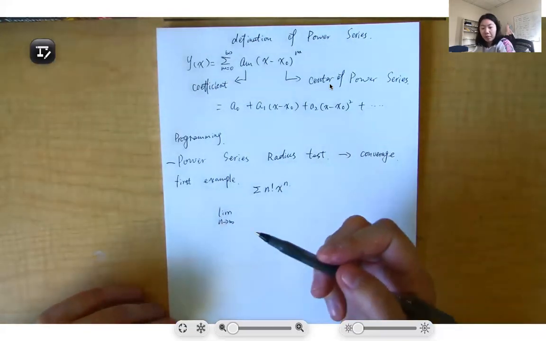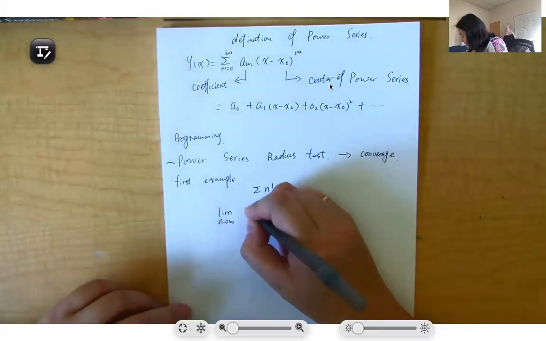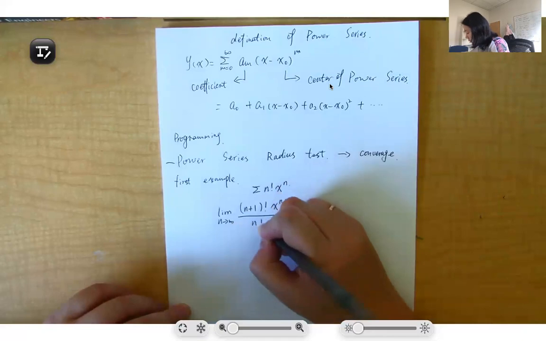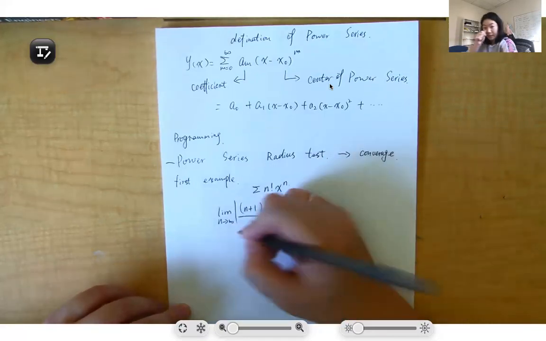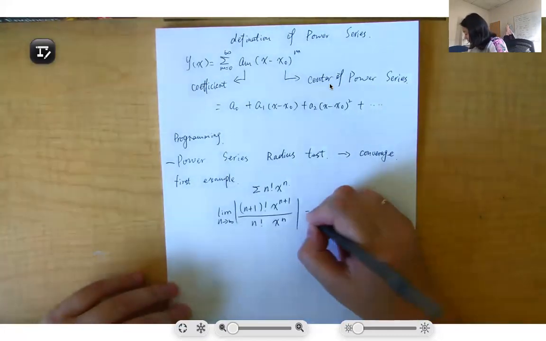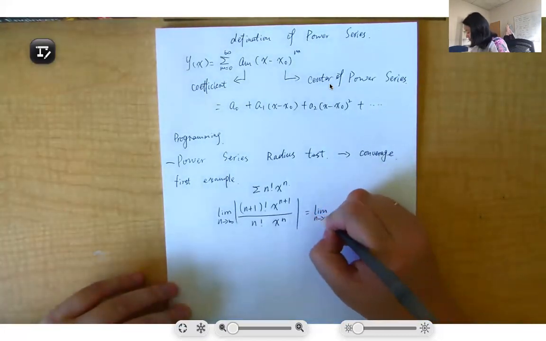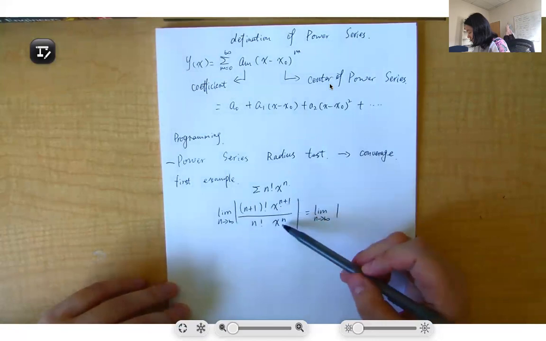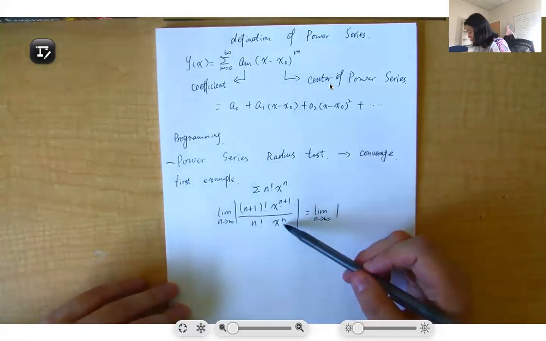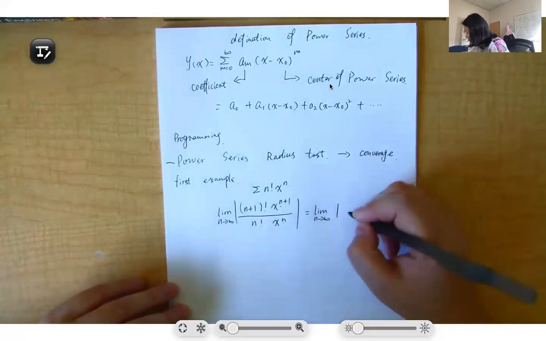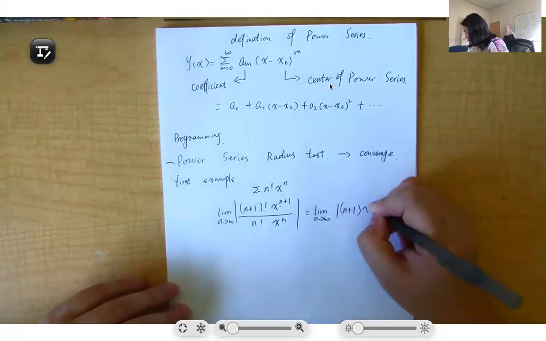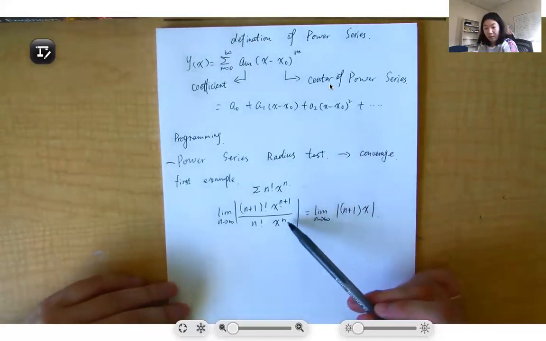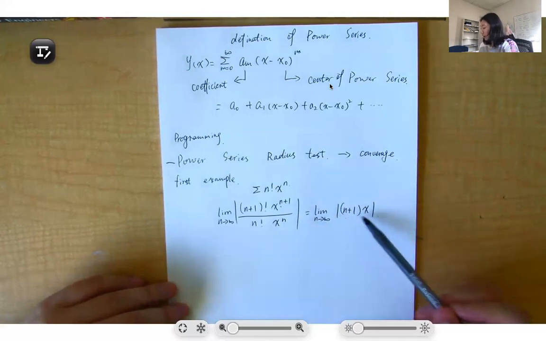The n plus 1 step compared to the n step. So n plus 1 factorial x to the n plus 1, divided by n factorial x to the n. Let's take the absolute value. That will equal the limit as n goes to infinity. After this, taking the ratio of the n plus 1 step to the n step, that will be n plus 1 times x. So this is the ratio between the n plus 1 step and the n step, and that equals n plus 1 times x.